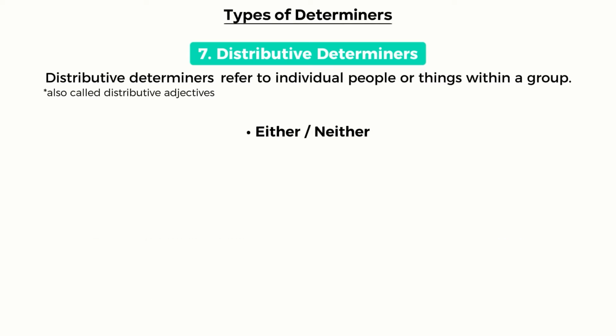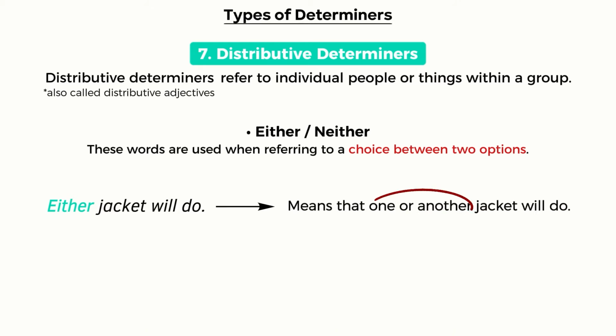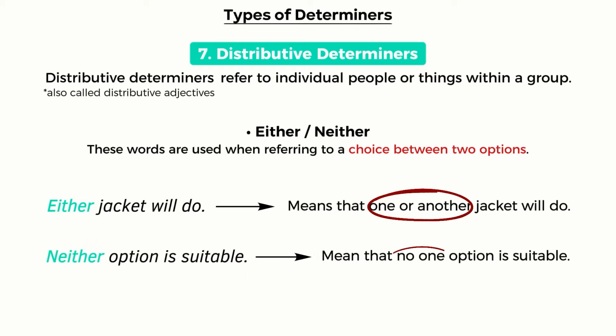Either, neither. These words are used when referring to a choice between two options. Either jacket will do means that one or another jacket will do. Neither option is suitable means that no one option is suitable.